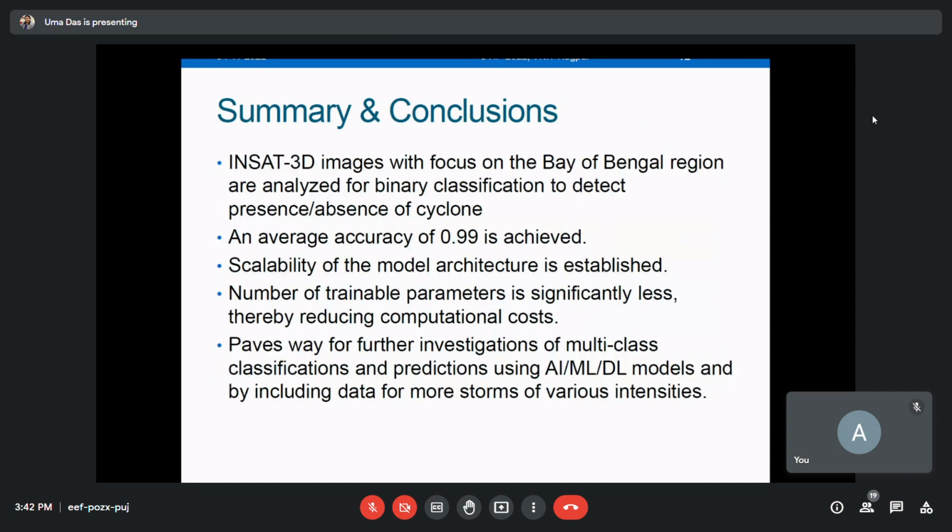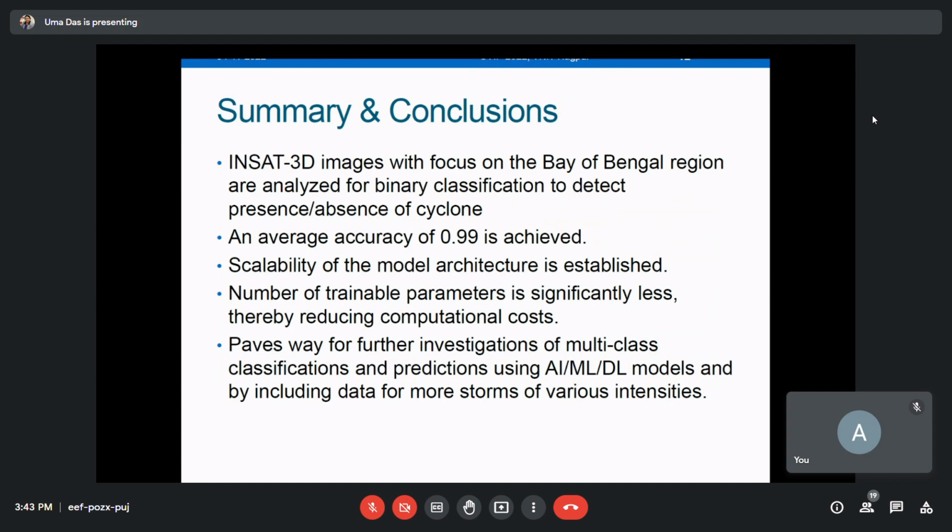So this is the summary of the talk. We use the INSAT 3D images with the focus on the Bay of Bengal region, and performed a binary classification to detect presence or absence of the cyclone. We achieved an accuracy of 0.99. And we established the scalability of the model architecture because we didn't change the architecture for the different inputs.